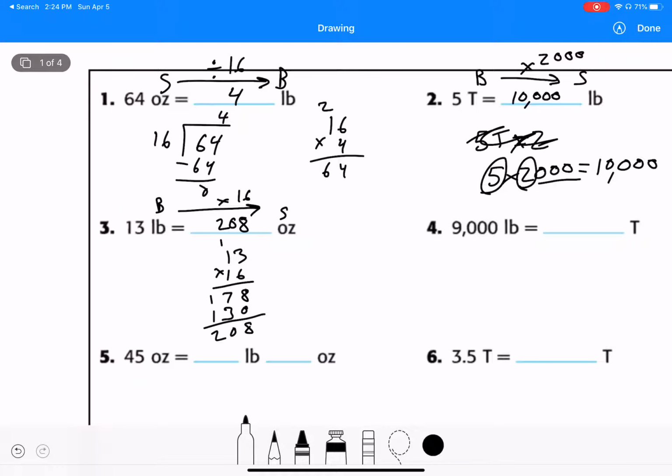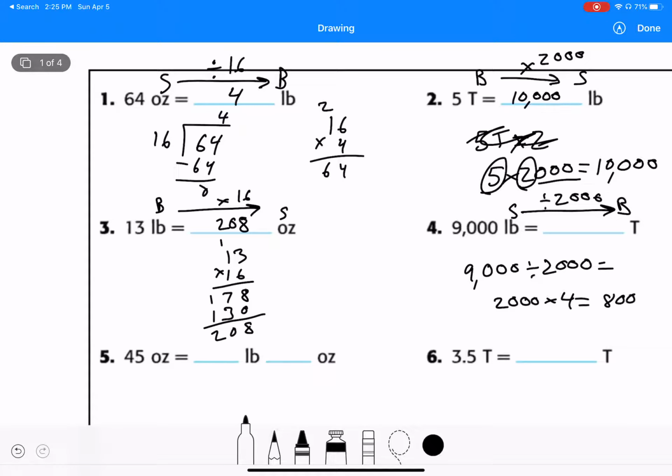Going from pounds to tons, we have to go from small to big, and therefore we have to divide by 2,000. I know that 9,000 divided by 2,000 will not work perfectly. However, that would go in roughly, let's see, 2,000 times 4 equals 8,000. We'd have 1,000 left over out of 2,000, so that'd be 4½ tons.